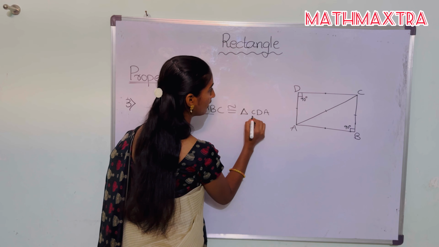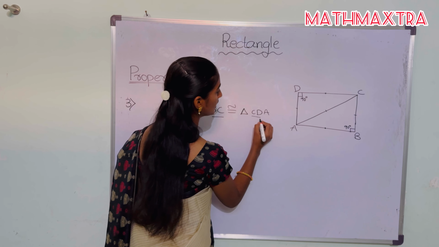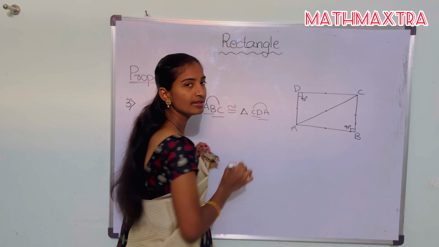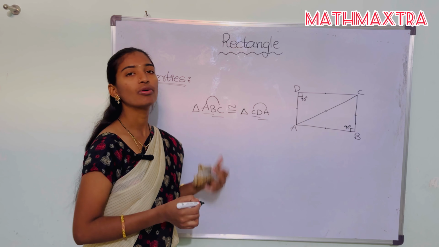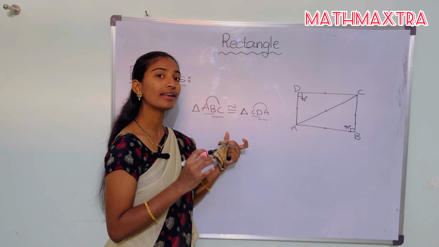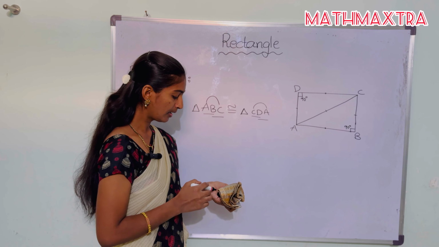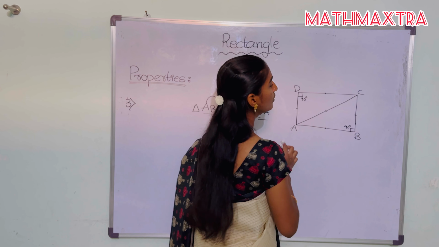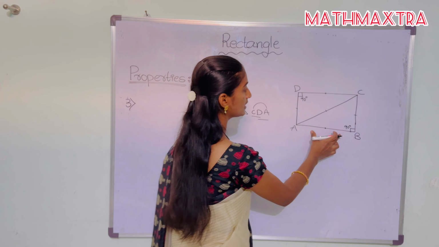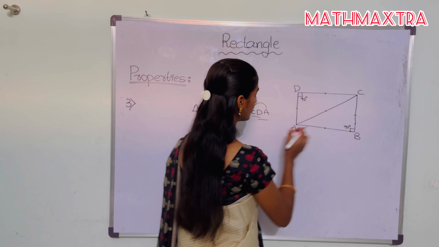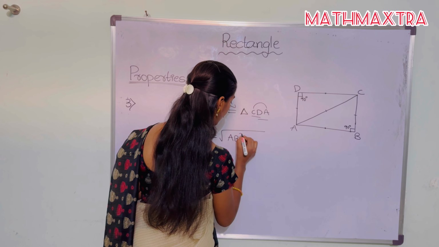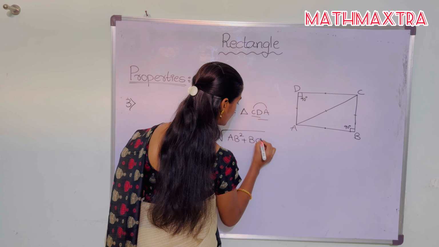See, AB is equivalent to CD and BC is equivalent to AD and AC is equivalent to AC, isn't it? So these two are congruent triangles, and not only congruent, they are congruent right angled triangles. Okay. The length of the diagonal AC is equal to the root of AB square plus BC square, isn't it?